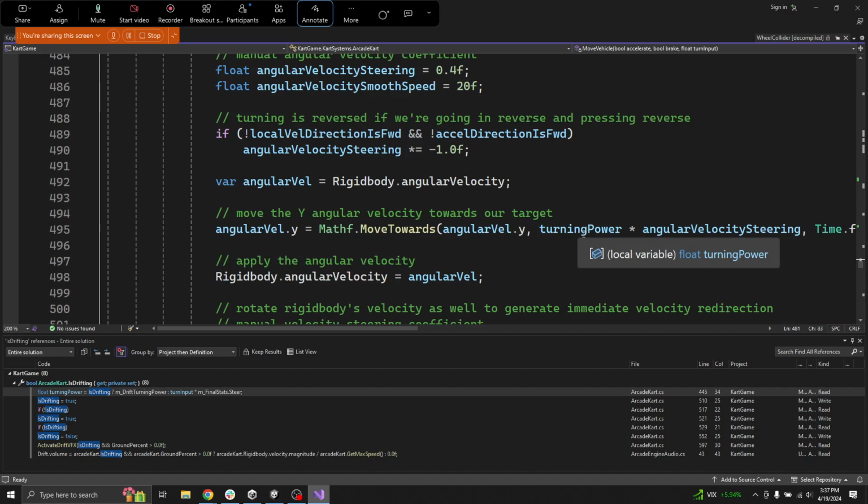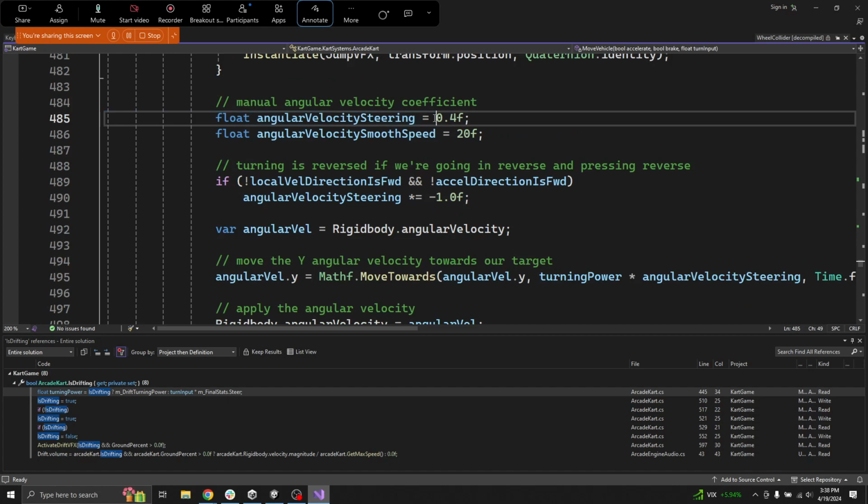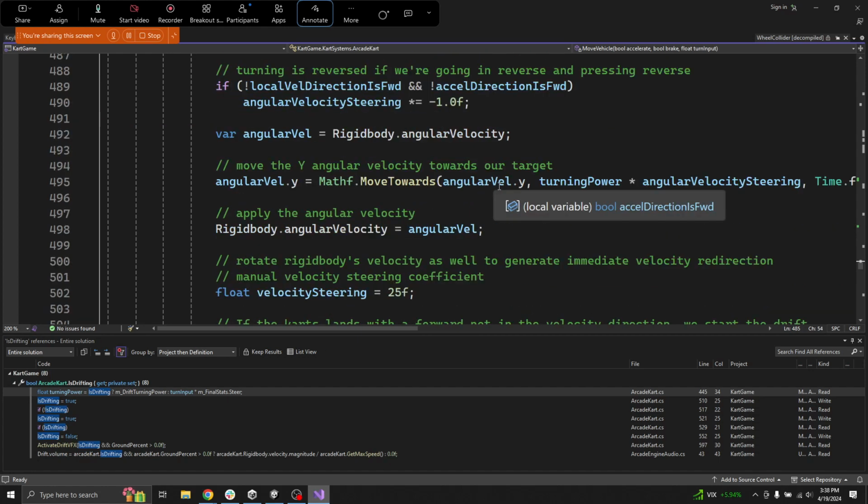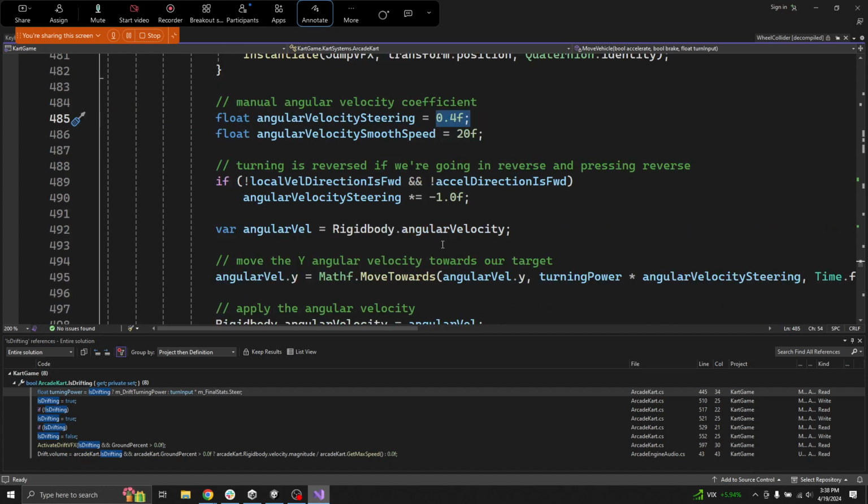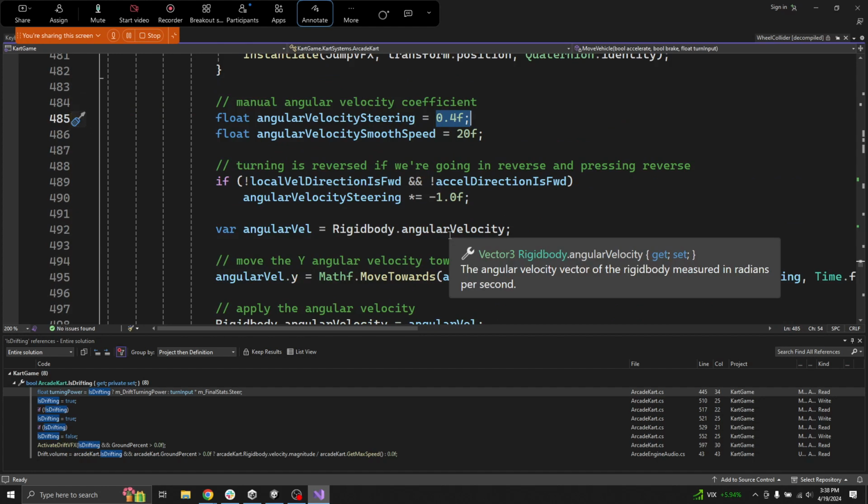Turning is reversed if we're going in reverse and pressing reverse. All right. So if we're going in reverse, if this is false, and our acceleration, we're hitting the reverse key, then angular velocity steering, we multiply by -1. This gets flipped into negative.